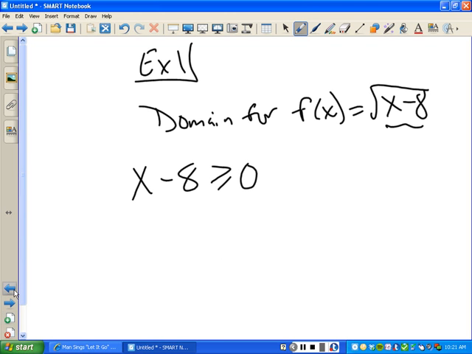But okay. So, add 8. x is greater than or equal to 8. And to write that in interval notation, you would say 8 to infinity.